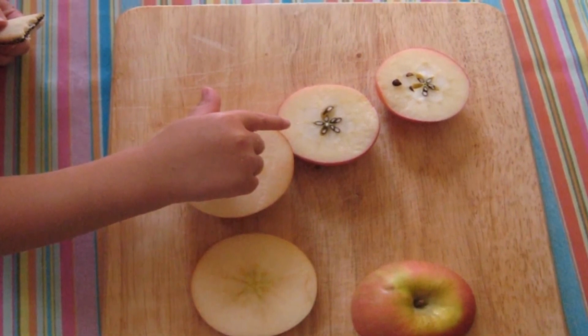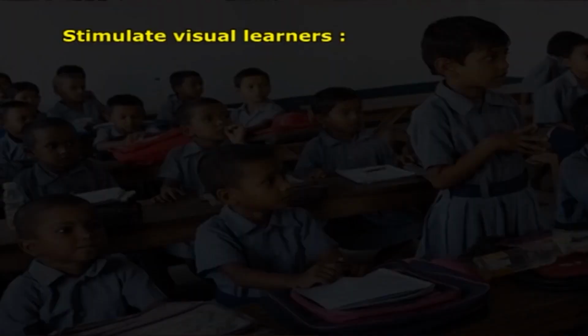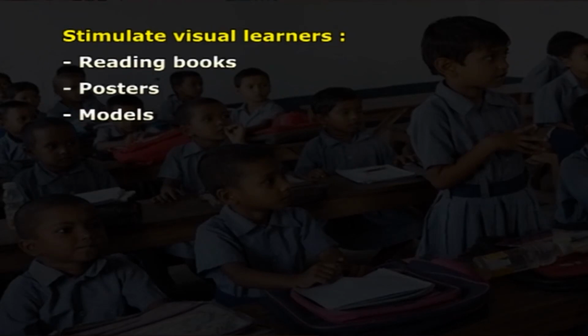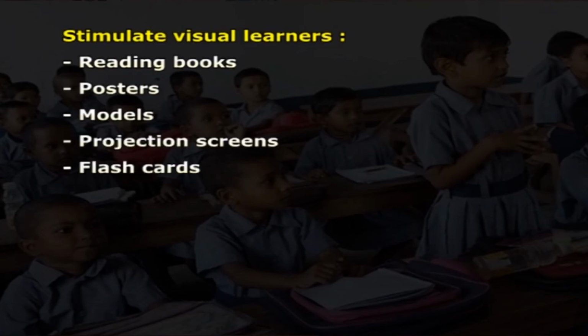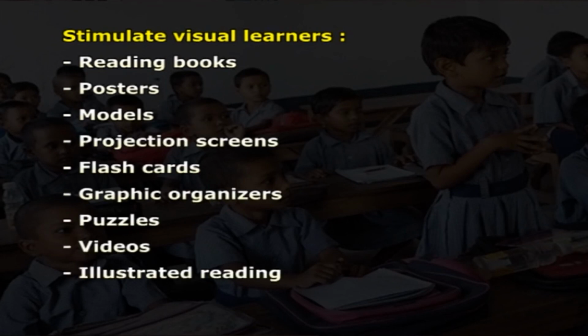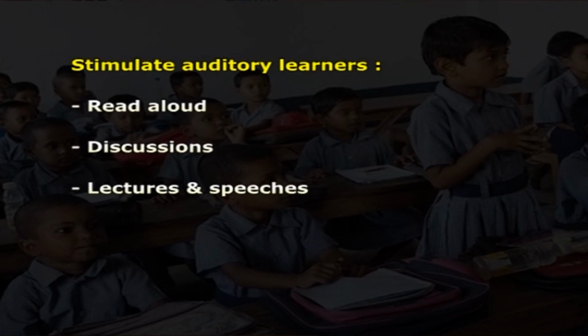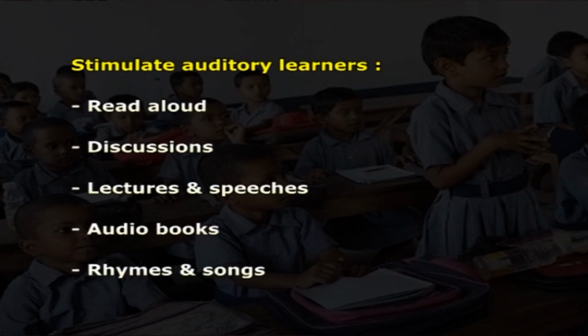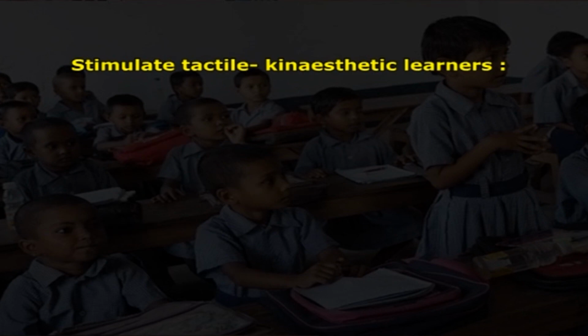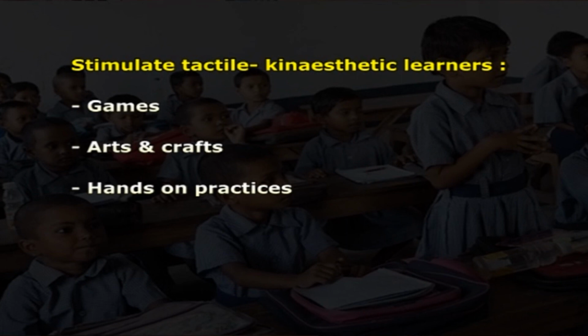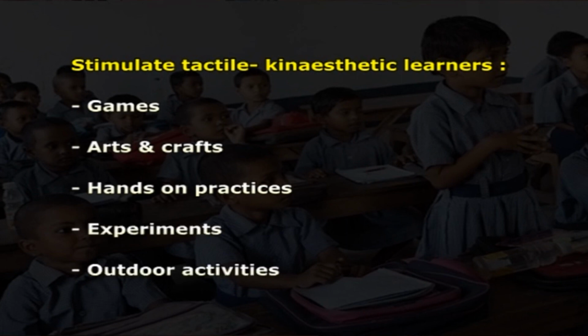Multisensory activities for children with different learning styles. Stimulate visual learners through reading books, posters, models, projection screens, flashcards, graphic organizers, puzzles, videos, illustrated reading and field trips. Stimulate auditory learners through read aloud, discussions, lectures and speeches, audiobooks, rhymes and songs. Stimulate tactile kinesthetic learners through games, arts and crafts, hands-on practices, experiments, outdoor activities.